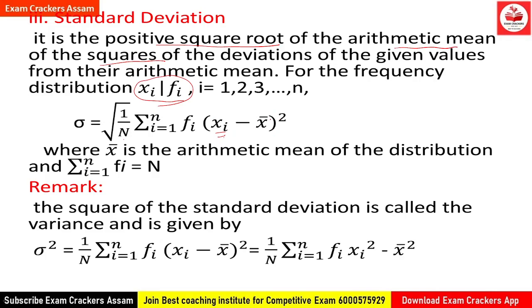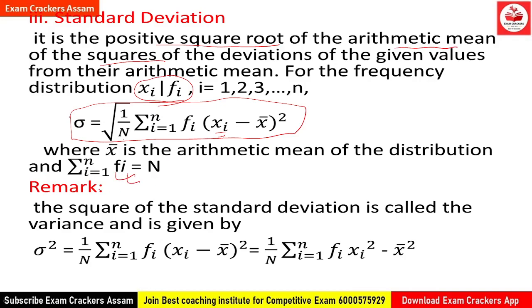Deviation of the values from the arithmetic mean. We take the square, right? So ultimately the formula is the positive square root of 1 by capital N summation fi xi minus x bar whole square, where x bar is the arithmetic mean of the distribution and summation fi is your capital N.